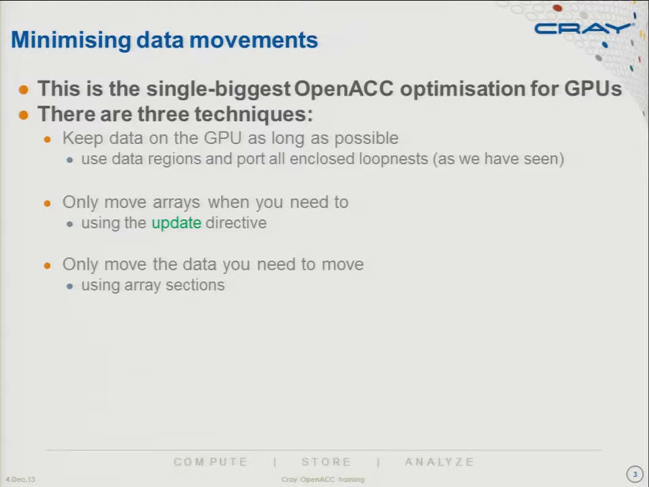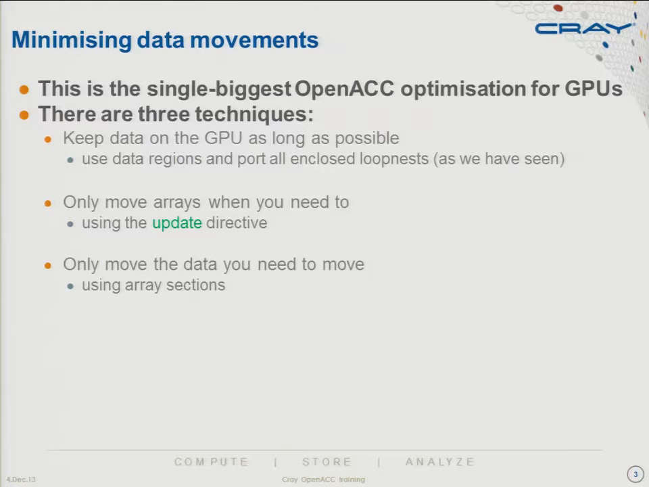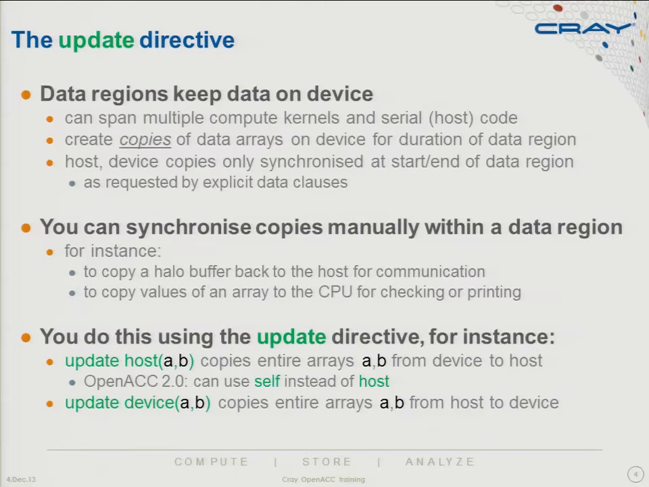So within that data region, if you need to move some data back to the CPU, you don't want to synchronize everything by ending the data region. You can use a directive called update to just move the amount of data that you want to move. And when you move the data, only move what you need. If you don't need the whole array, don't move the whole array. If all you're trying to do is move the edges of the array, the halo, because you're going to do MPI to send them to the nearest neighbor processes, don't move the whole array, just move the halos of that array. And again, this update clause allows you to do that.